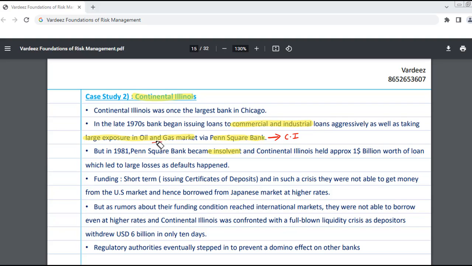How? Because the oil and the gas, the energy market basically fell down, and this is the reason why a small bank such as Penn Square Bank became insolvent, and Continental Illinois held approximately $1 billion worth of loans in this oil and gas market. The market falling down here not only led to the insolvency of Penn Square Bank, but also led to large losses as defaults started to happen.